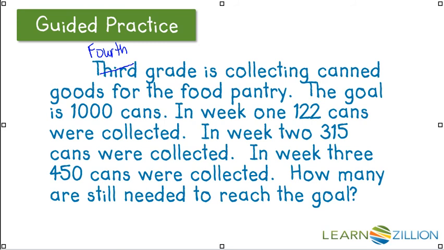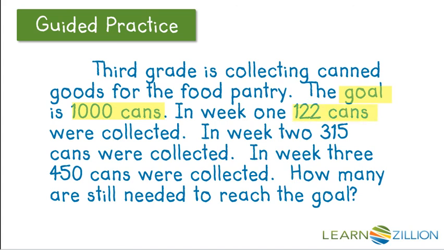So, let's turn this off. So the goal that we are looking for, so we highlight, that's what we're looking for. Our goal is 1,000 cans. So, we are looking for that kind of important information in here.